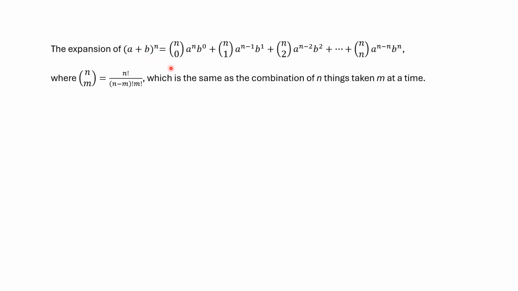(a + b)^n, we're going to have the binomial coefficient n choose 0. Now, right here is how we generate these things. n choose m is n factorial over (n minus m) factorial times m factorial. So we're going to start with n, and we're going to always use that n, and on the bottom, 0, 1, 2, up to n.